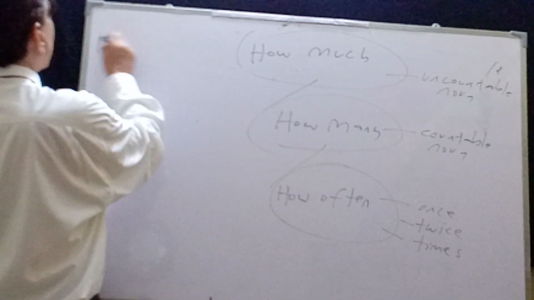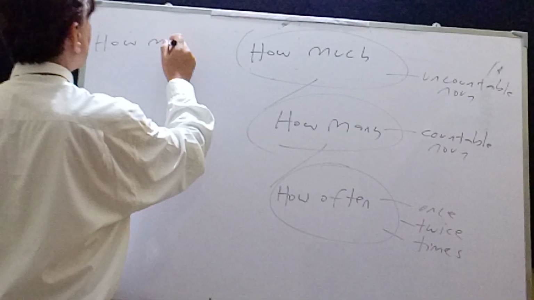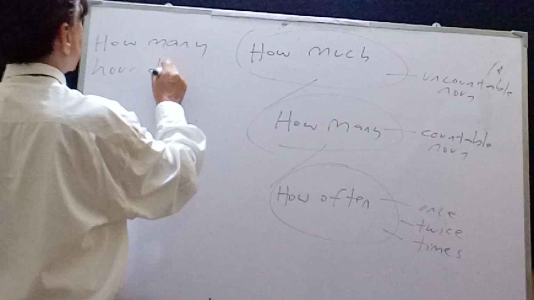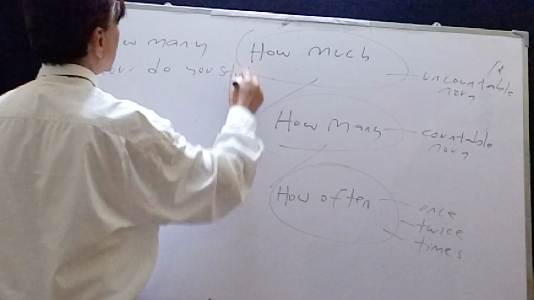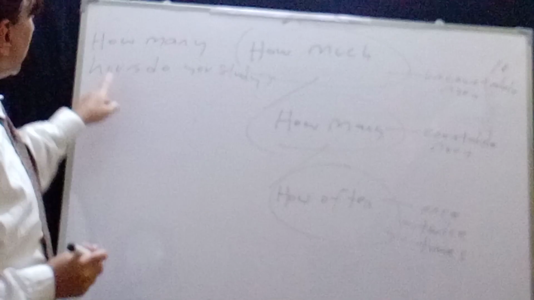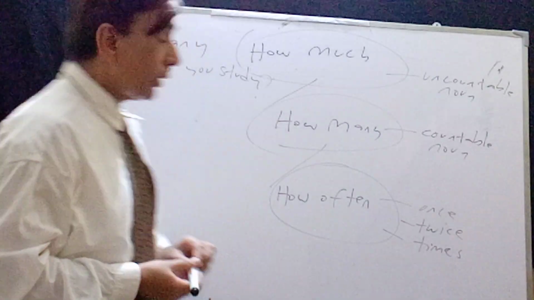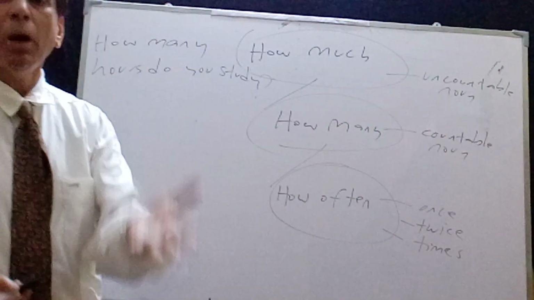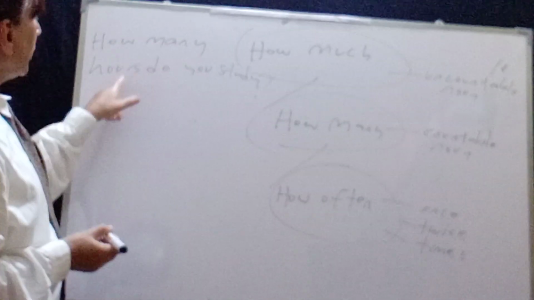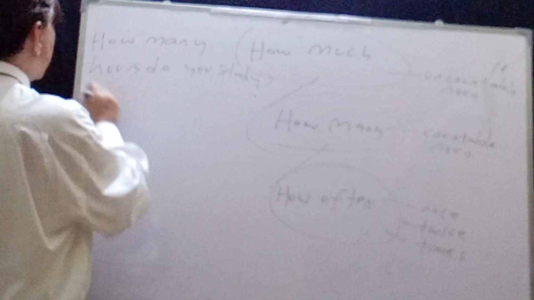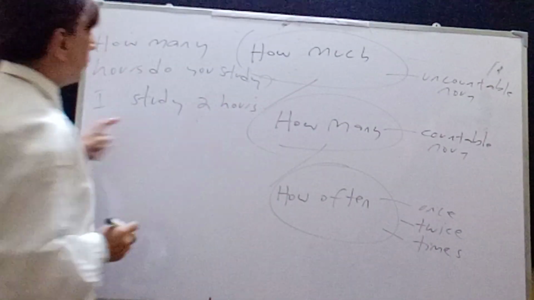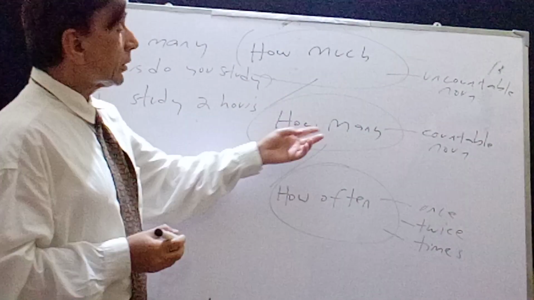How many hours do you study? Hours is a noun, but it's countable now. We can count the hours: 1 hour, 2 hours, 3 hours, 4 hours. It's countable now. So, how many hours do you study? The answer will be, I study 2 hours. I study 2 hours. So hours is a countable noun.